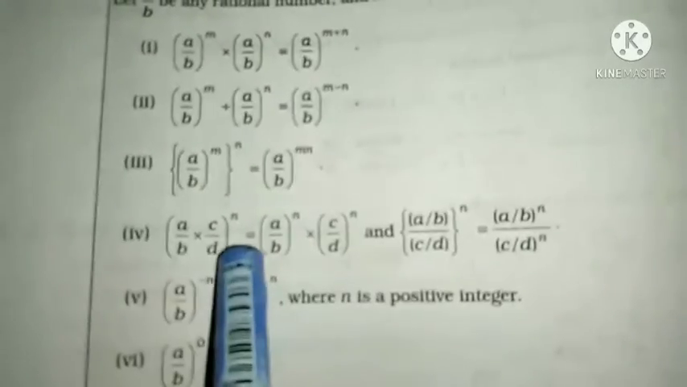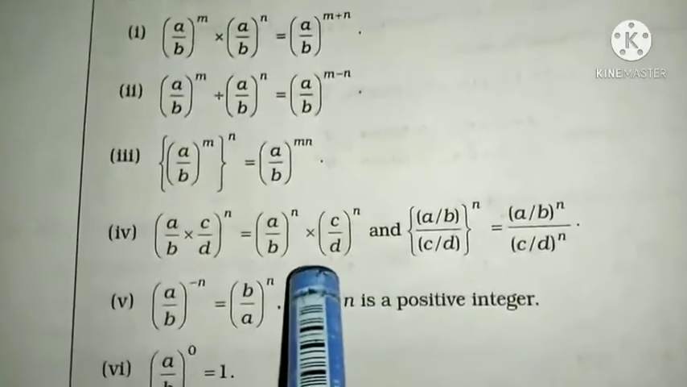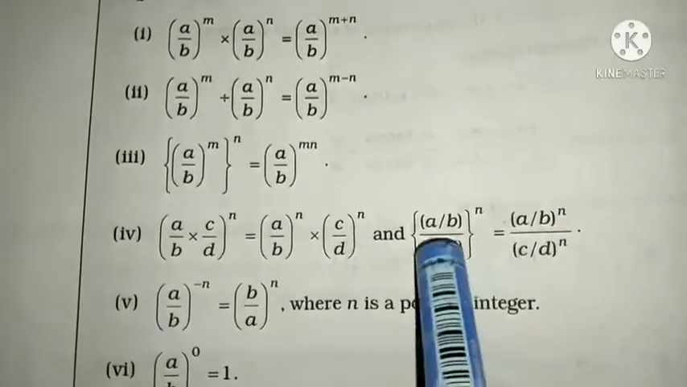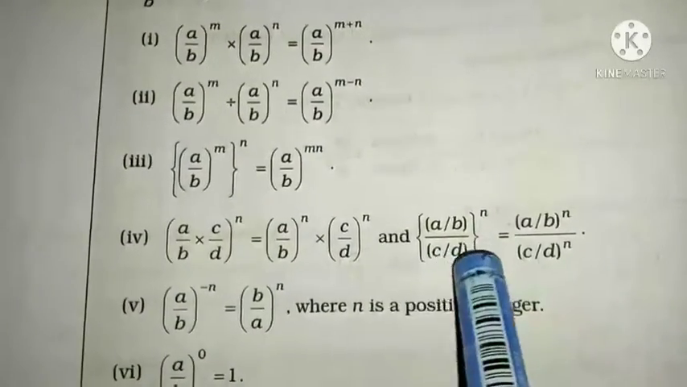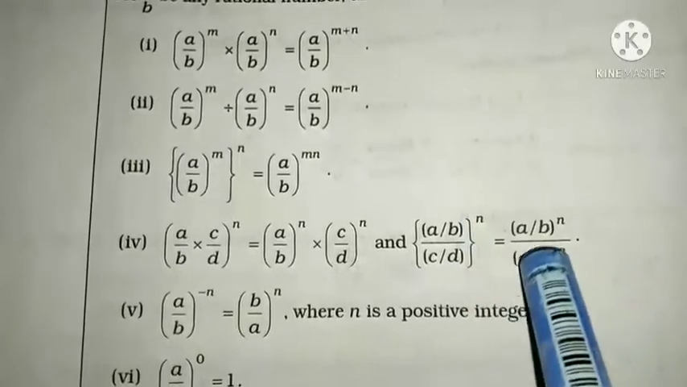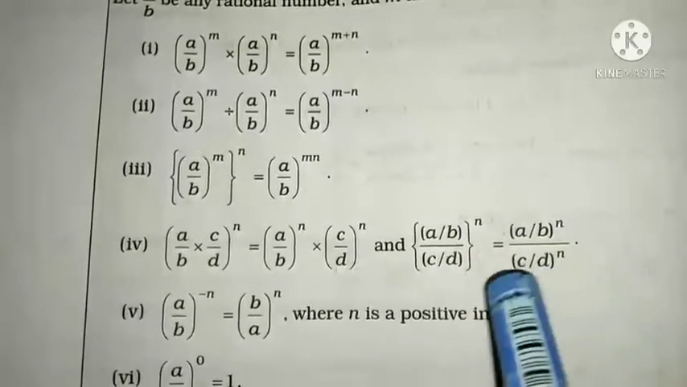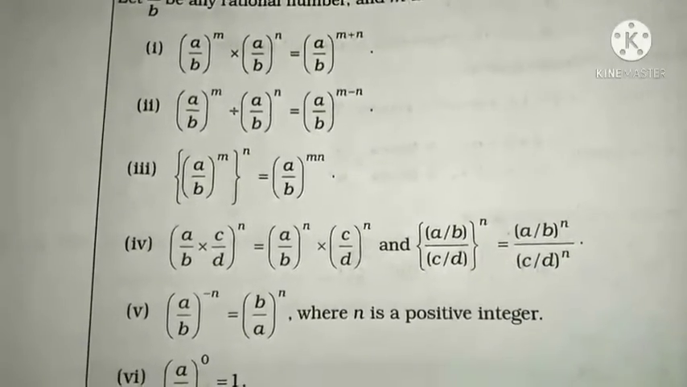Okay, now moving to the fourth law of exponent, (a/b × c/d)^n can be written as (a/b)^n × (c/d)^n. Okay, and this also can be written as (a/b ÷ c/d)^n equal to (a/b)^n ÷ (c/d)^n.